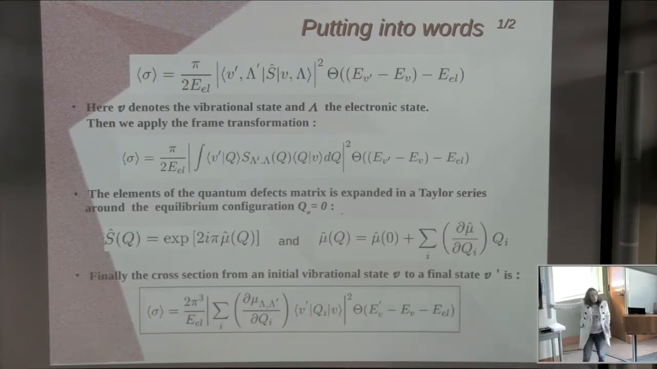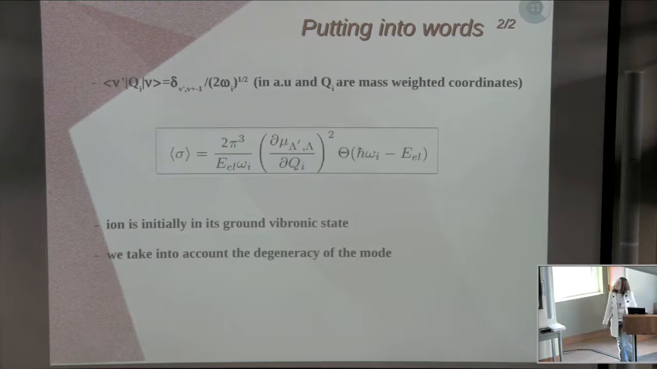So you still have an integral to solve there, but doing the harmonic approximation proposed by Dr. Jung, the next step is to simplify this to an even smaller formula, where the only things you need to know to calculate the cross-section are the frequency of the normal mode omega i, and the variation of the quantum defect with respect to the normal mode coordinate, the mu dq. You also have to take into account the degeneracy of the normal mode. Again, the ion is in its initial ground vibrational state, so the electron can only be captured between V0 and V1.